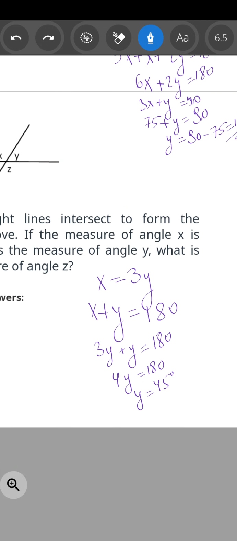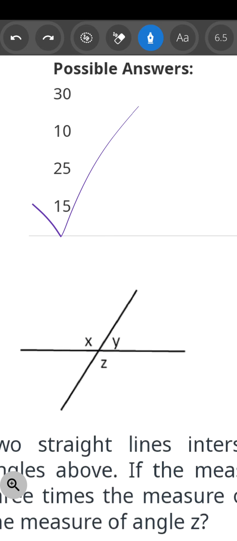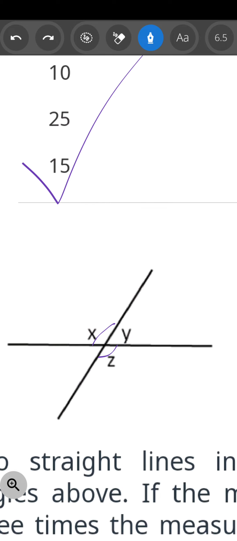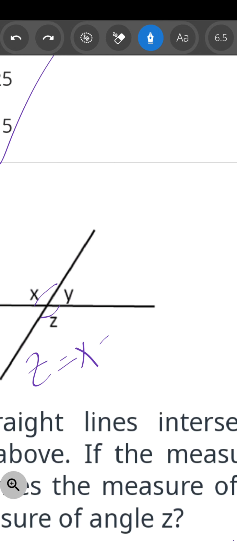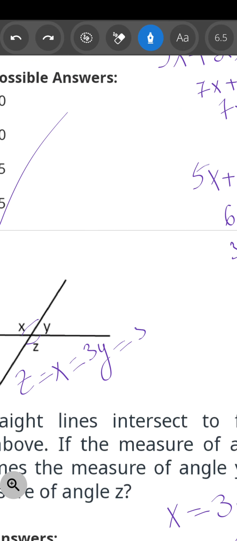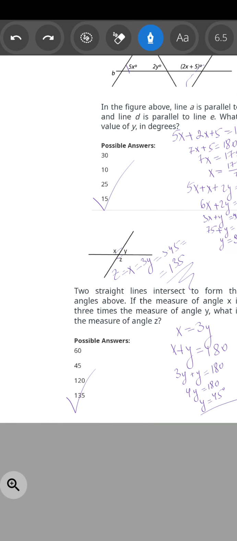And according to the condition of this question, we must find the measure of angle z. So we can see that the angles x and z are vertical angles. It means that the measure of angle z is equal to the measure of angle x. And x is equal to 3y. y is equal to 45, so z will be equal to 3 times 45, that is equal to 135. So our answer will be 135. Let's continue.